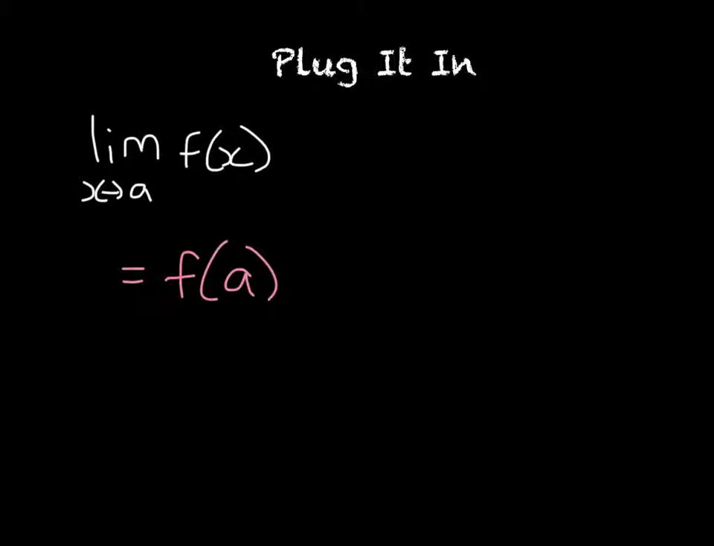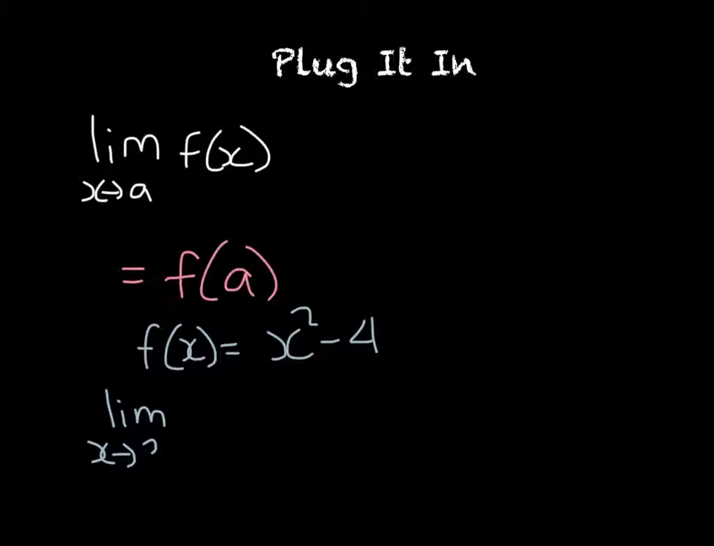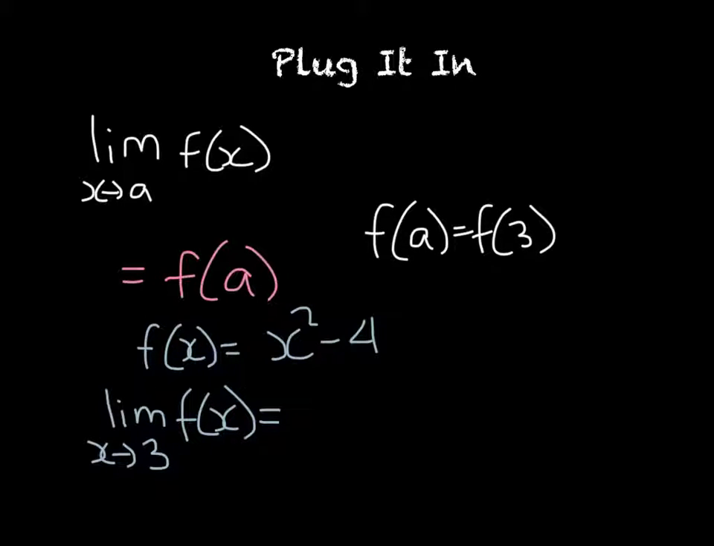So for example, if I have a function f of x equals x squared minus 4, and I want to find the limit as x approaches 3 of f of x, then all I have to do is try f of a. So f of a, in this case, is f of 3, which is just equal to 9 minus 4, or 5. So I find that the limit equals 5.